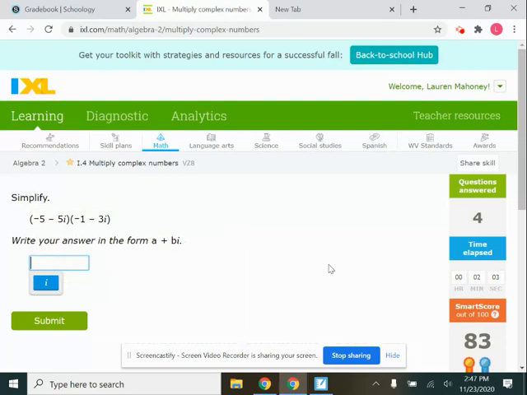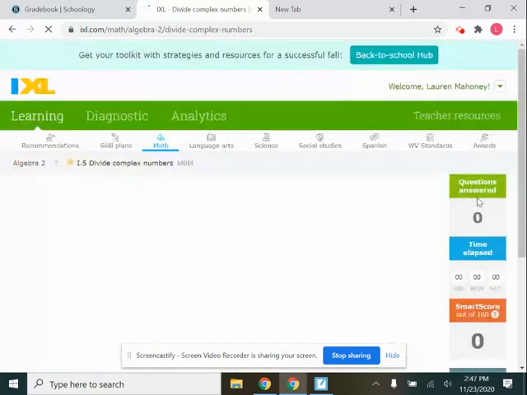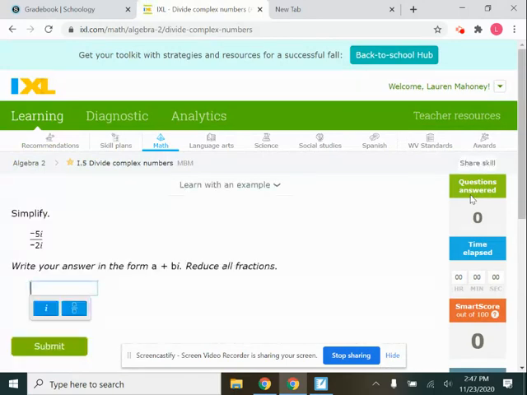Okay, and again, this is another FOIL problem like that. Okay, now we get into some of the ones, well, this one is probably going to take the most amount of time. This is dividing complex numbers.